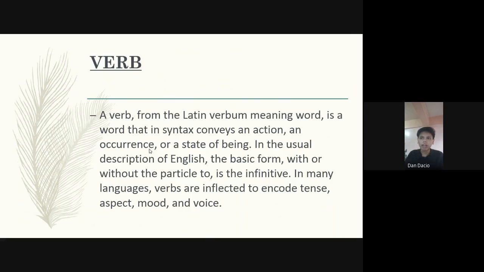Next is verb. A verb, from the Latin verbum meaning word, is a word that in syntax conveys an action. So verb refers to an action word. It is a word that expresses action. And these are the examples of verb: being, is, seem, stay, feel, look, smell, taste, wear, grow, remain, sound, and turn.